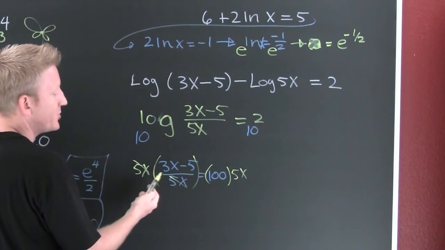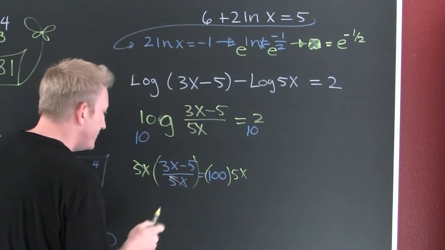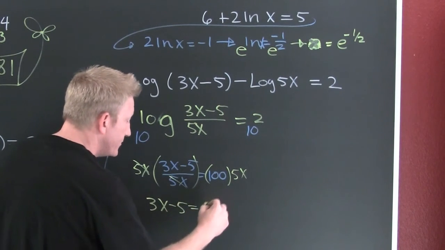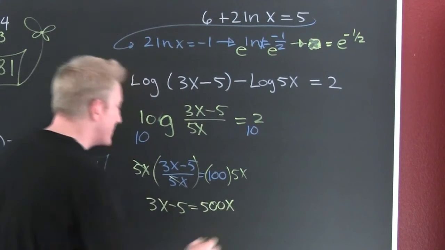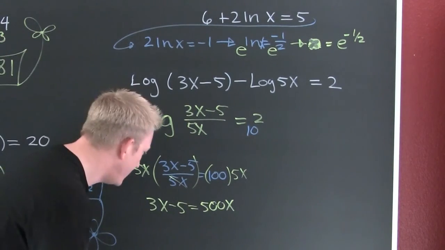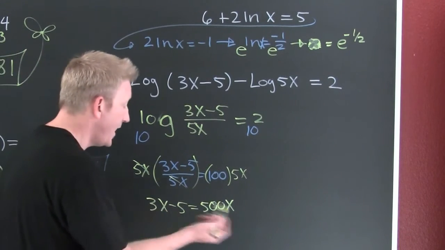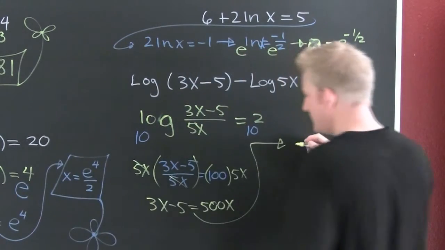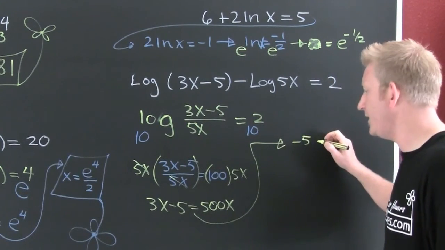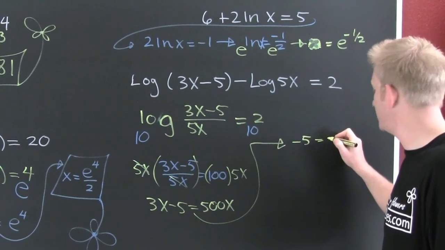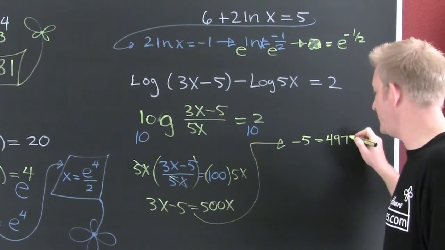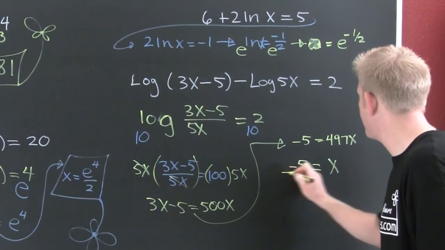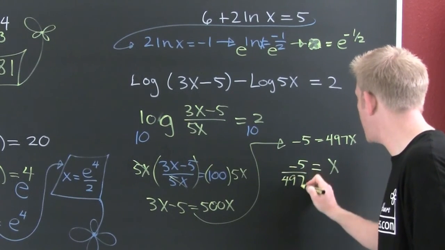I guess I should have subtracted that off and done it all that way. But, okay, cruising on. 3x minus 5 is equal to 500x. Wow, that's mighty big. I'm continuing to solve. I've got x's on both sides and I only want them on one side. Which side? Right side. Minus 5 is equal to 497x. So then x is equal to minus 5 over 497.